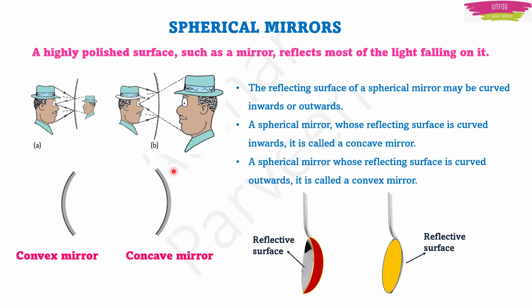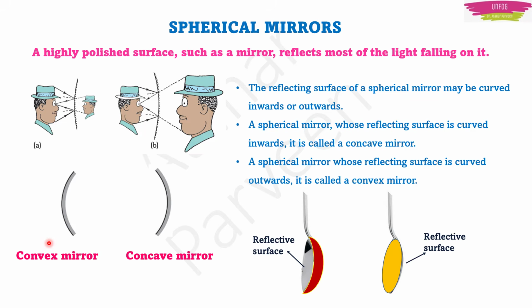For example, this is a concave mirror. Here the outside portion is polished. Here it is gray and here there are black lines. The inside surface is where light falls, so we call it the reflective surface. So in a concave mirror, the image formed of the object is enlarged.